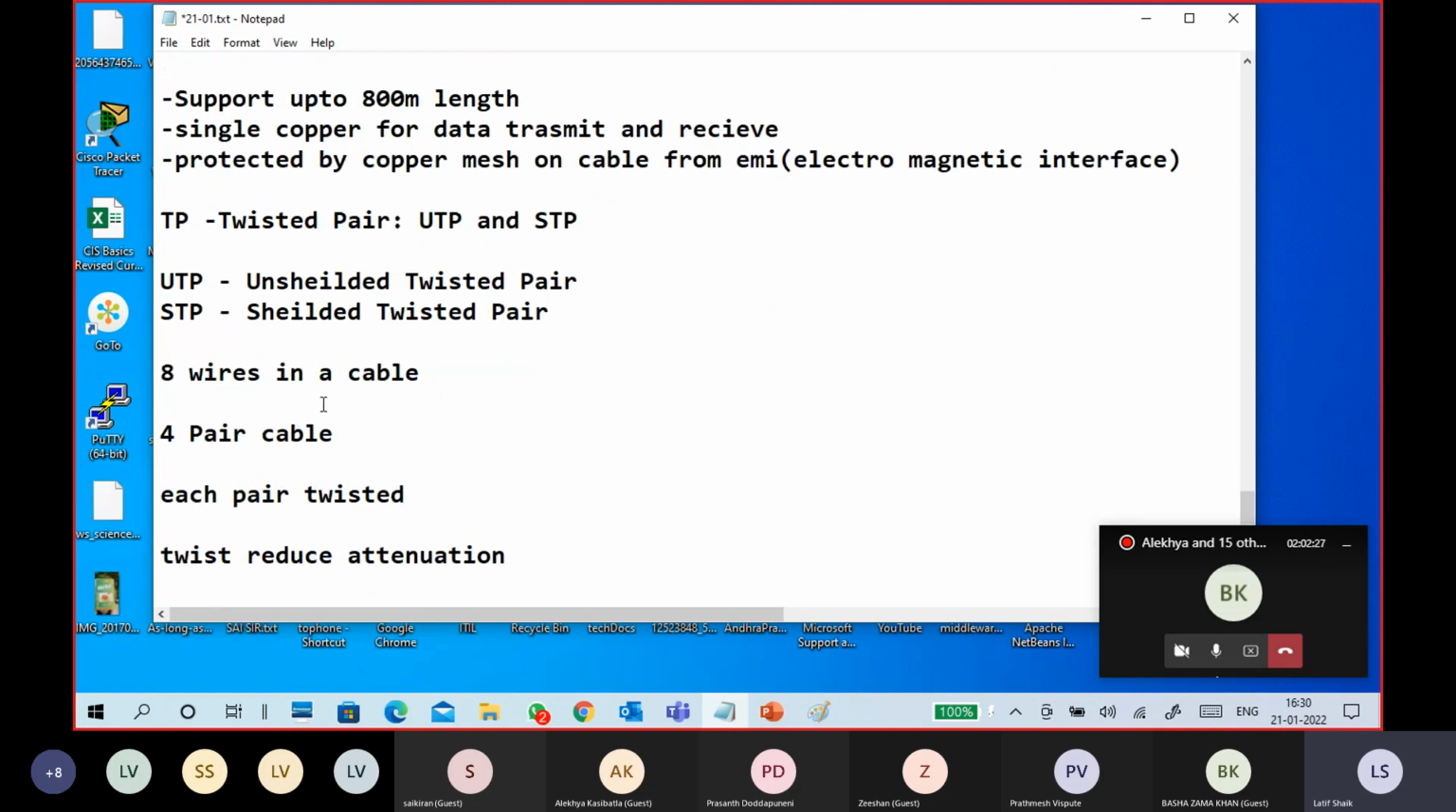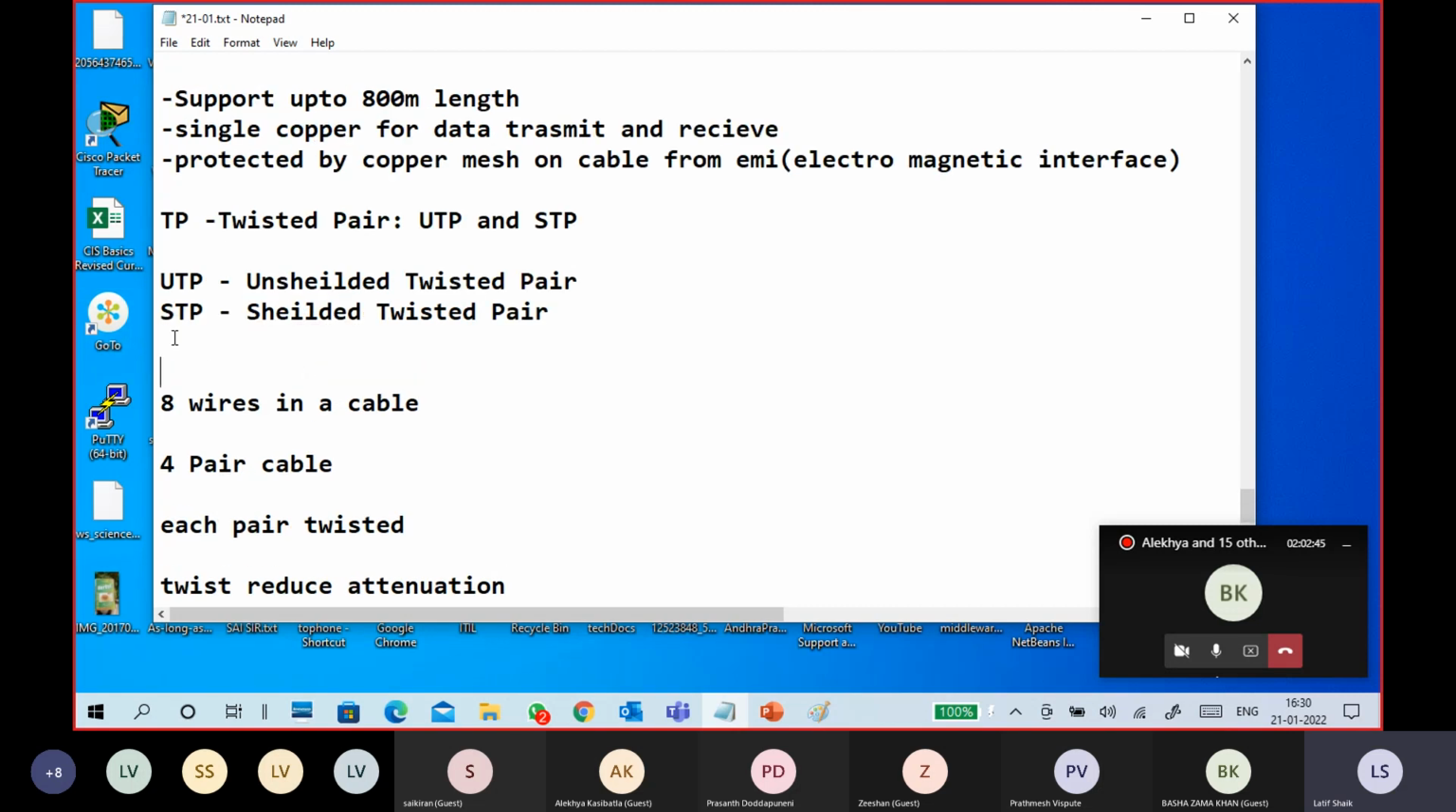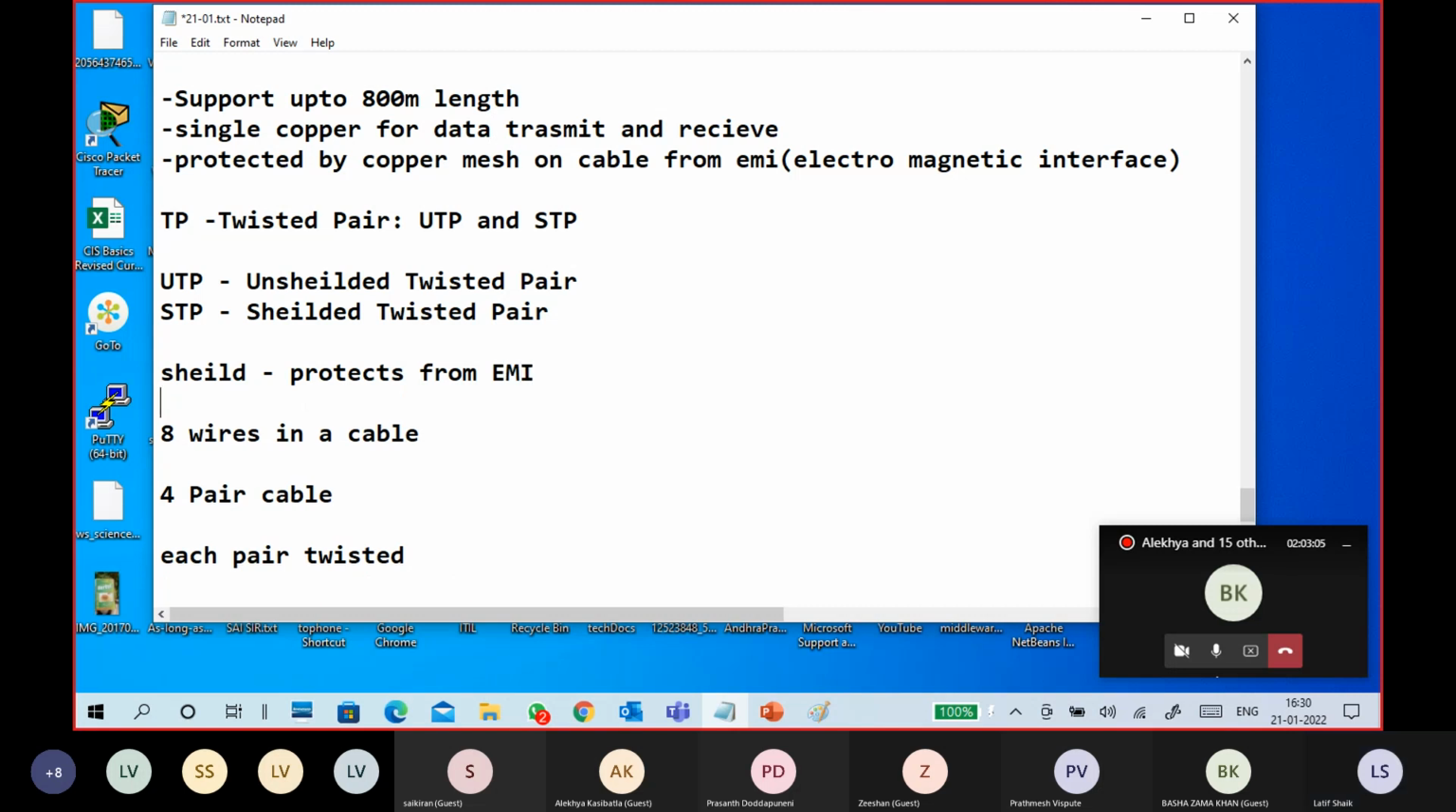So these are all about your twisted pair cable. Guys, twisted pair means unshielded twisted pair cable and shielded twisted pair cable. Why do we need shielding? Shielding provides protection from electromagnetic interference. So what is the use of this shield? There are two advantages of a shield. The shield protects from electromagnetic interference, and also protects from damage.